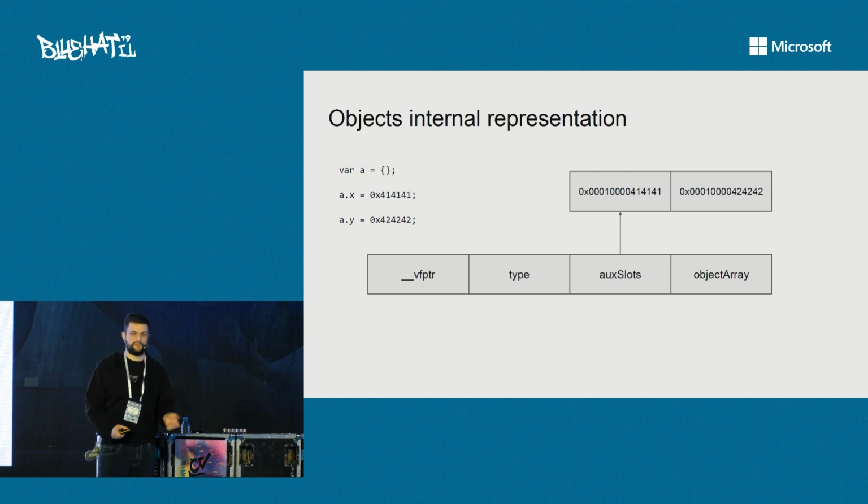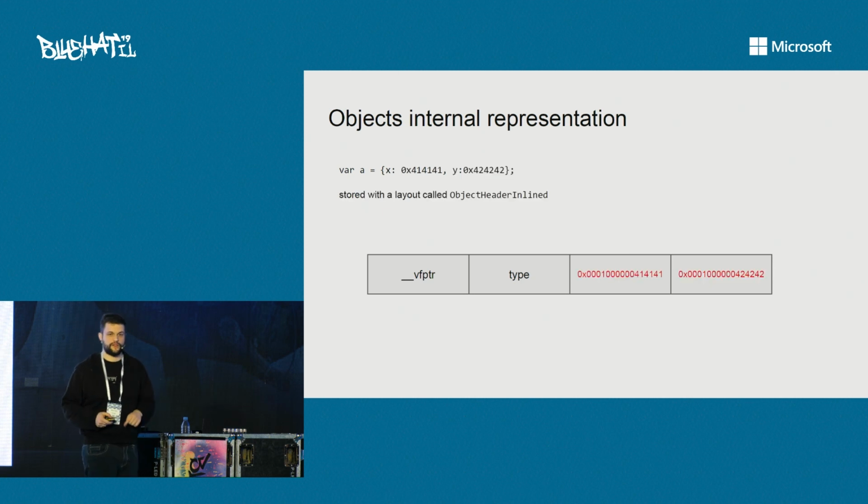You basically have the vtable pointer, the type pointer, which is what I talked about previously, and this aux_slots pointer. If you dereference that pointer, that is where you will find your property values in memory. So it's a pointer to a contiguous memory region where you will only have the property values and not the property names. Here, you can see that it points to our properties.